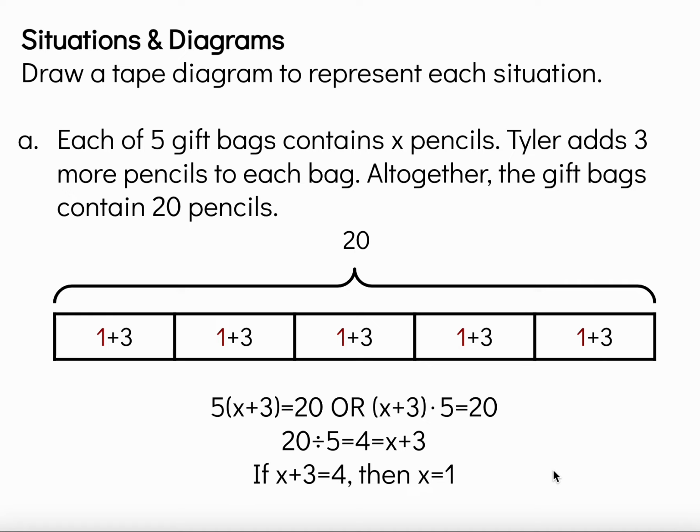Let's substitute to check that. 1 plus 3 is 4, and I have 1, 2, 3, 4, 5 groups of 4. 5 times 4 is a total of 20 pencils in the gift bags.